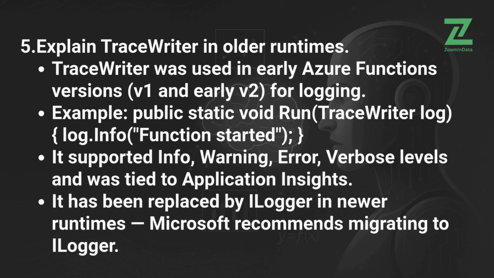Explain TraceWriter in older runtimes. TraceWriter was used in early Azure Functions versions, v1 and early v2, for logging. Example: public static void Run, TraceWriter log, log.Info("Function started"). It supported info, warning, error, verbose levels and was tied to Application Insights. It has been replaced by ILogger in newer runtimes. Microsoft recommends migrating to ILogger.